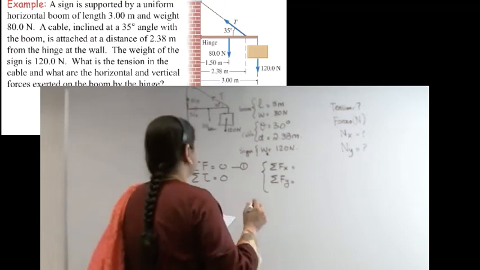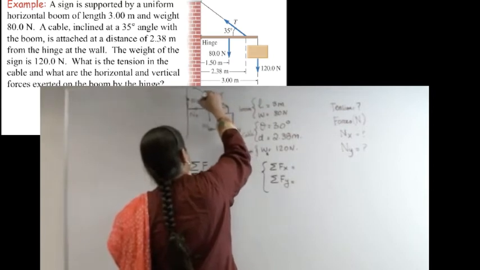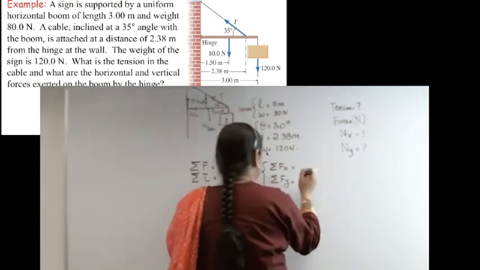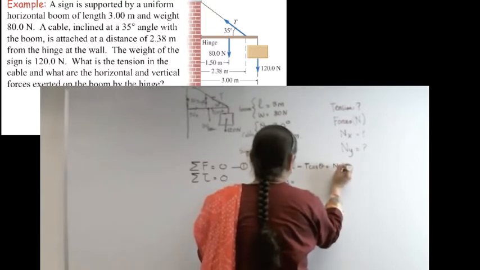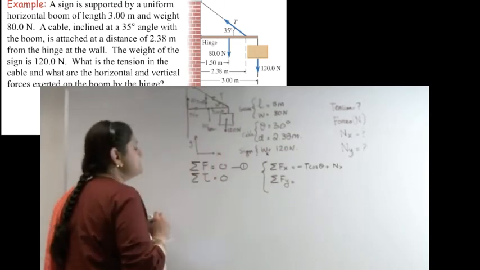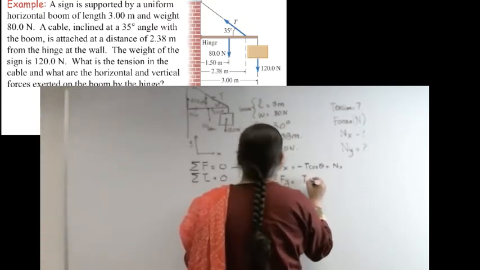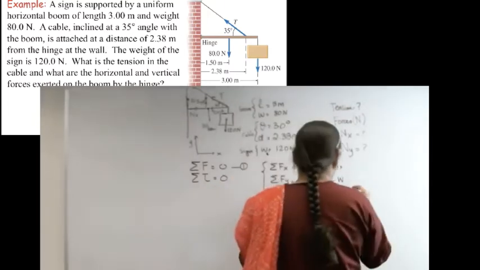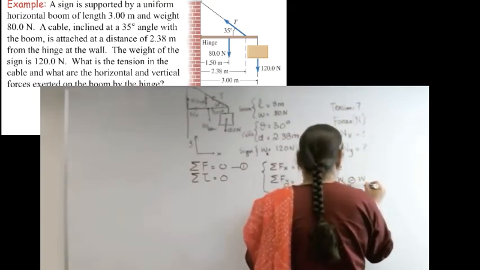So in my x direction, I have a tension force, and this can be reduced further into components. This is going to be T sine theta, and this is going to be T cosine theta. So I'm going to have a minus T cosine theta plus Nx. I am considering my positive axis to be this way. Now, in my y coordinates, I'm going to have a T sine theta. I'm going to have a weight due to the bar. I'm going to have a weight due to the sign.